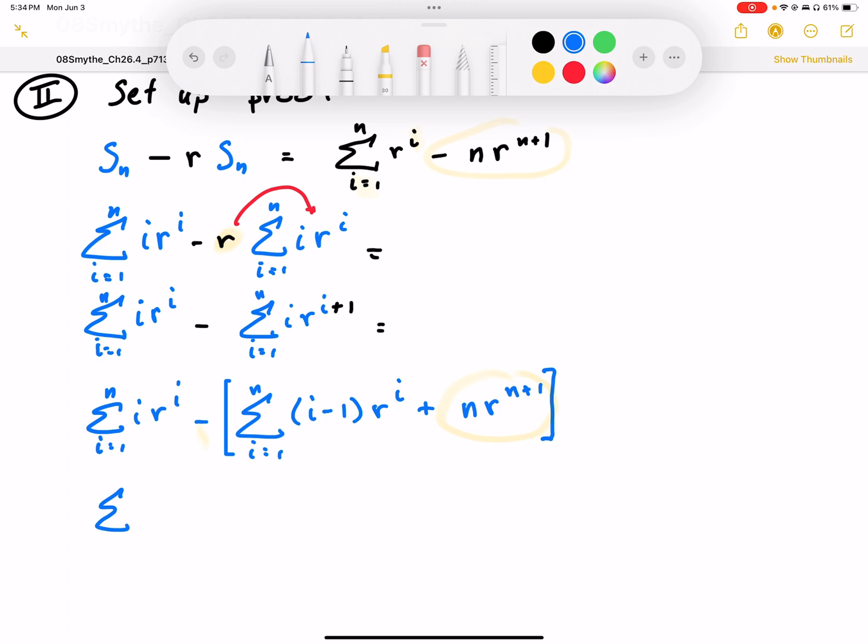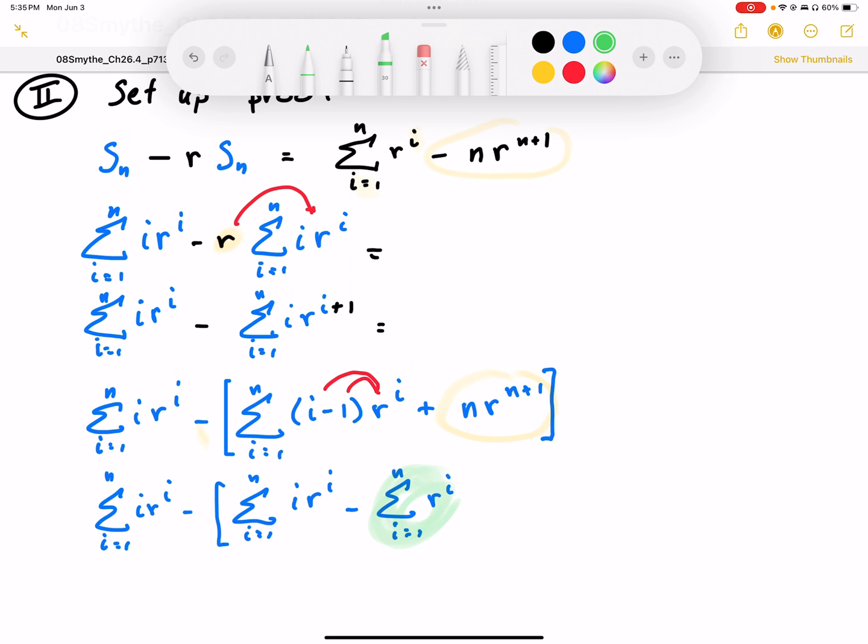First of all, I'm going to keep this the same. And in this expression, I'm going to distribute that to those two terms. I'm going to write them as two separate sigma sums. So I have the sum from i equals 1 to n of i r to the power i. I want you to notice that those two terms are going to cancel out. And then minus the sum from i equals 1 to n of r to the power i. Now I've generated the other part that I need for this expression. This part here is going to match that part there.